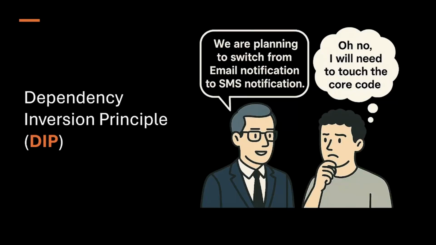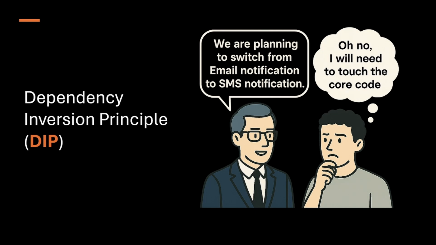Imagine business changing the requirement to switch from an email notification to SMS notification, and you as a developer go about thinking what problem might be caused because you will have to touch that core code again. Welcome back to another video on object-oriented programming using C#, and the topic for today is Dependency Inversion Principle, also known as DIP, the D in SOLID principles.